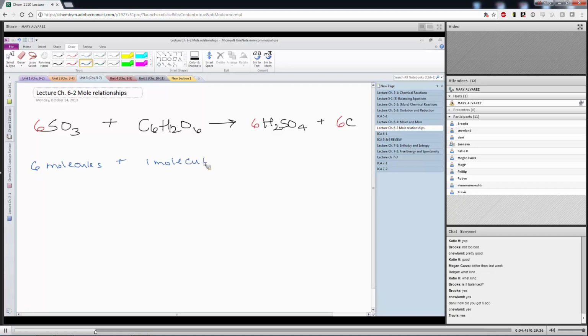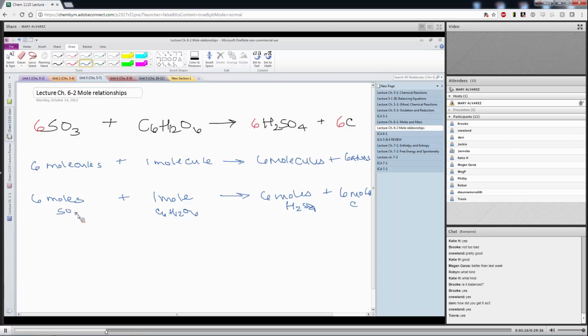So again, 6 molecules of this plus 1 molecule of that can make 6 molecules of this plus 6 atoms. Or we could also say 6 batches of molecules, or 6 moles, which is a batch, plus 1 mole will react to form 6 moles plus 6 moles. 6 moles of C, 6 moles of H2SO4, 1 mole of C6H12O6, 6 moles of SO3. Everybody agrees that that's what this balanced chemical equation is saying.